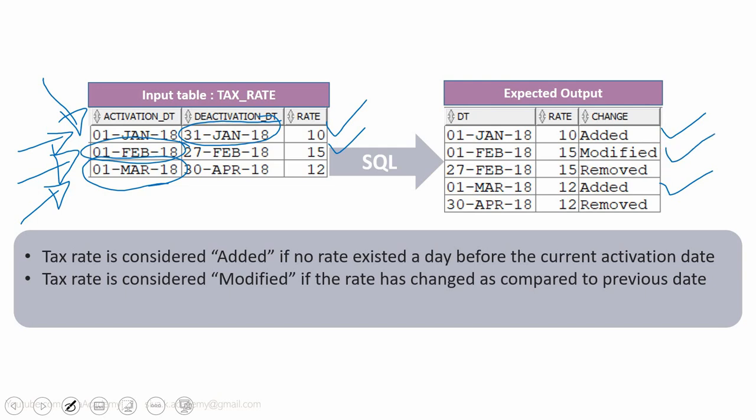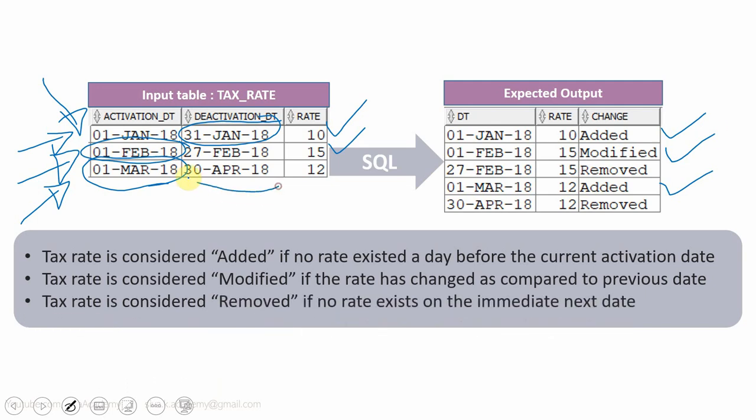And the third category is that a rate is considered as removed when there is no rate after a particular date. For example, in this case, after 30th April, there is no rate. So it is considered as removed. Similarly, after 27th Feb, because the next activation date starts on 1st March, we don't have a rate for 28th Feb. So that is considered as removed. So this is the expectation.